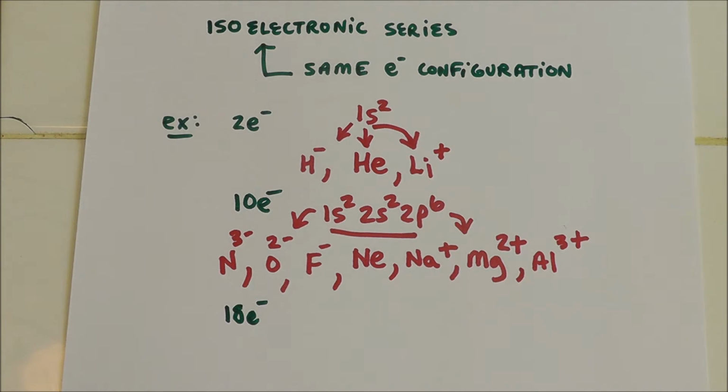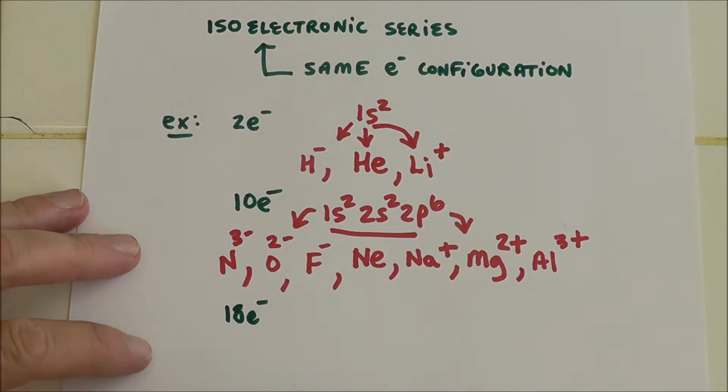Hi everybody, Mike here, and we're continuing our talk about electron configurations. Today we're going to change the subject a little bit and talk about atomic size, ionization energy, and electronegativity.